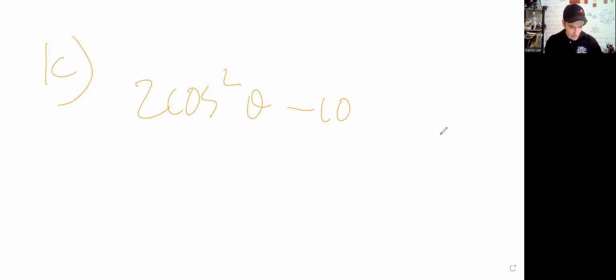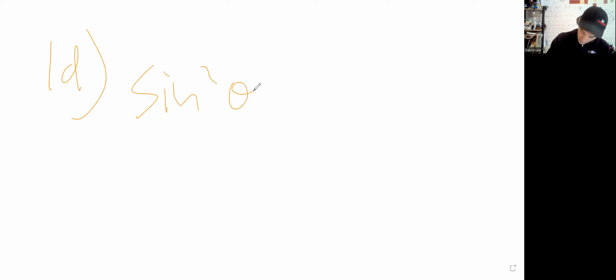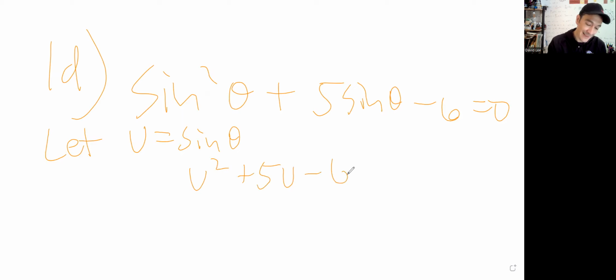1D. One direction. All right, so 1D, we have sine squared theta plus, what does it say, 5 sine theta minus 6. So here I would recommend that you make a u substitution. Let u equal sine of theta. And then rewrite this problem in terms of u. So it would say u squared plus 5u minus 6.